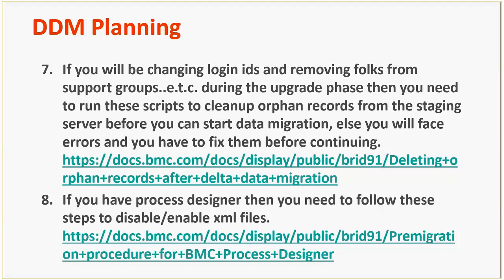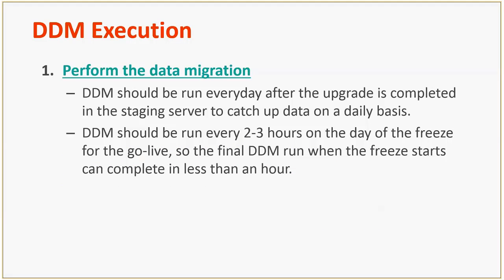Okay. And if you have process designer, there's something you need to follow to disable and enable certain XML files. Those details are covered in step 8. Now we come to execution. As I said, once you complete your production staging server upgrade, let's say in 3, 4, or 5 days on the production server, then you run DDM every day.